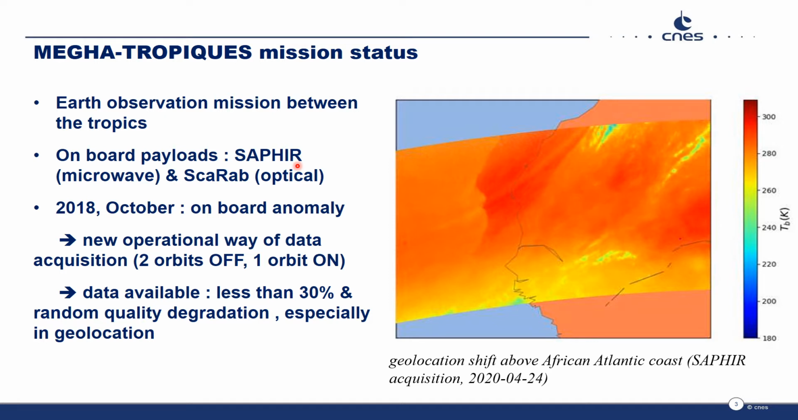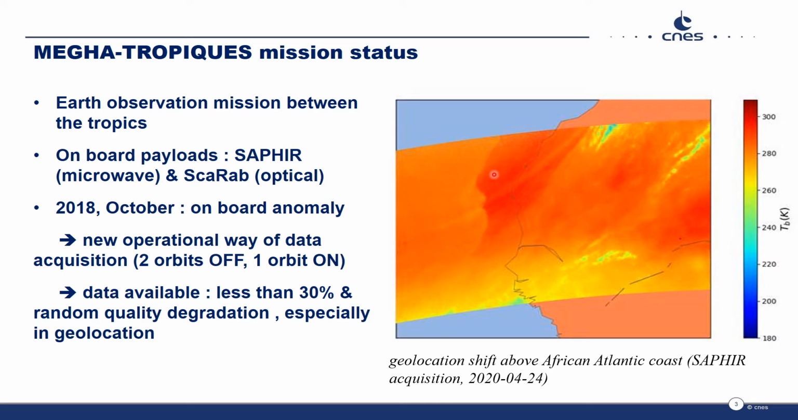After many investigations on ISRO side and a new acquisition sequence on board, a lighter data flow has been maintained, around 30% of the level 1 products, but with random quality degradation, especially in geolocation performance. Here is an example of a SAPHIR product. You've got here the coast of Africa, and you can see where in the product the coast is located. So this means there's a geolocation shift here.